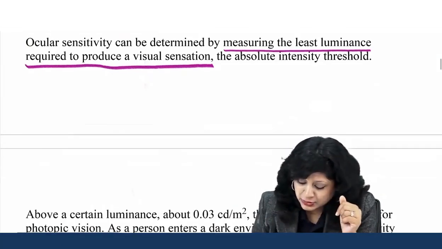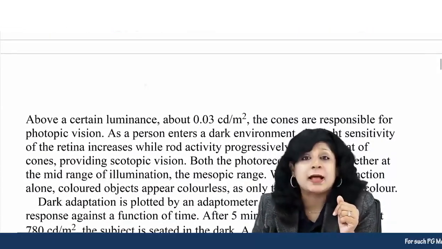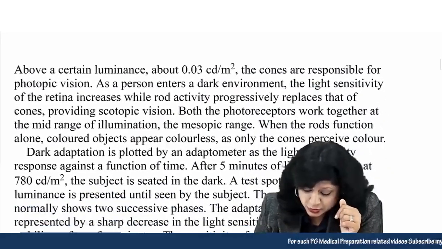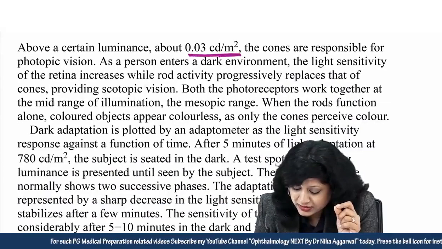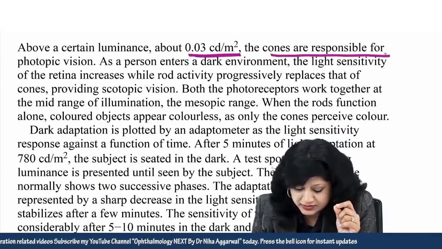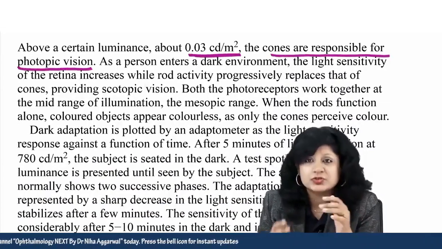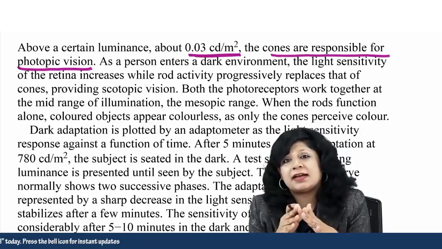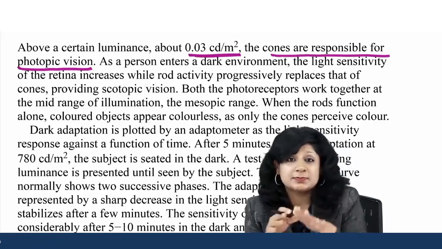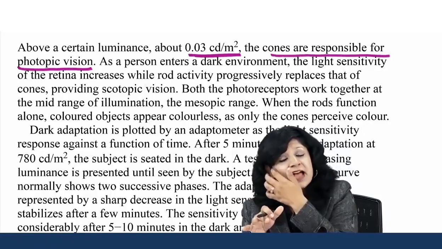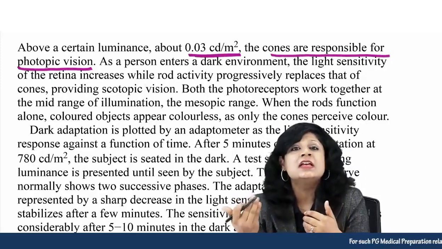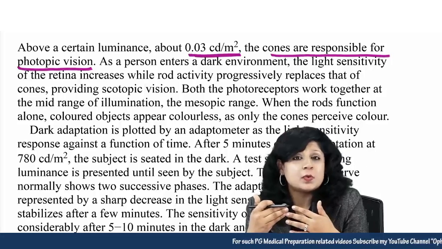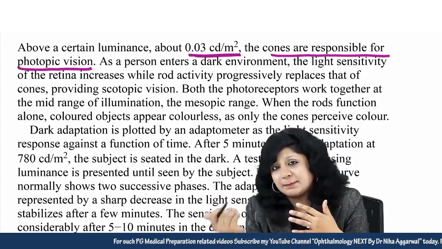Now, this is your absolute intensity threshold. So after a certain luminance, and what is that? It is 0.03. The cones are responsible for the photopic vision. So there is actually a demarcation line of luminance below which it will be considered as dim light, and that will correspond to the rods, and after that it will be the photopic vision, and the duty will be taken up by the cones.